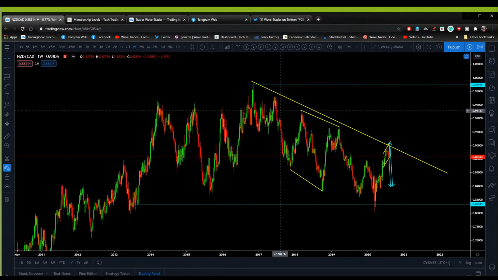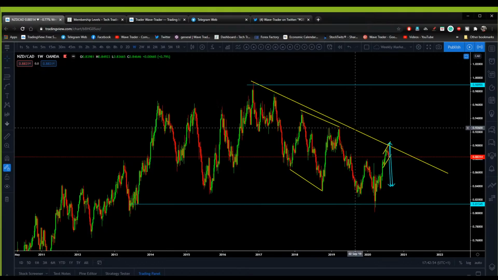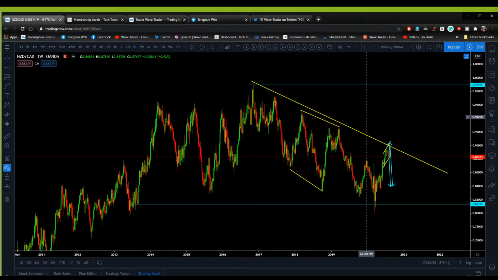So this is a best chart. USD/CAD is a best chart. USD/New Zealand dollar is a best chart for sideways trading, or you can say for those who love to trade support and resistance.